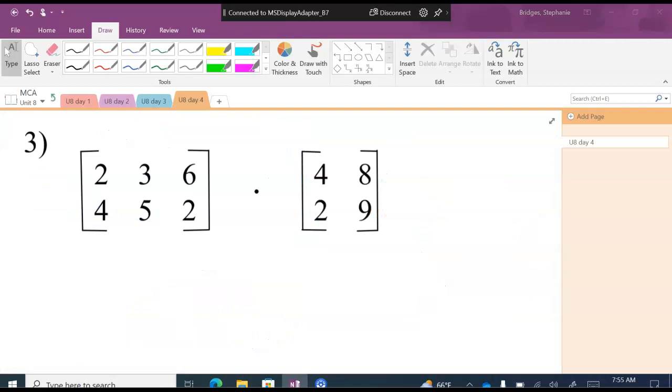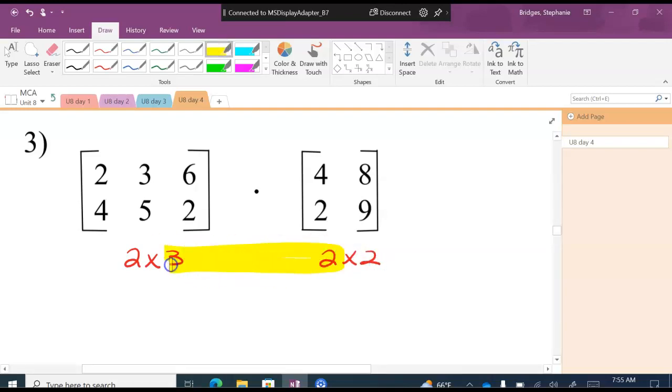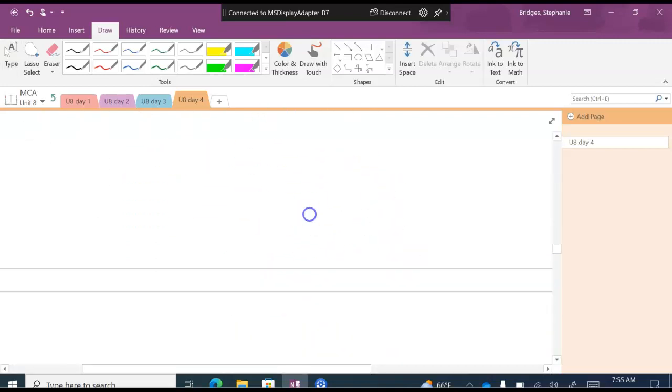All right, so the first one is a 2 by 3. The second one is a 2 by 2. These two do not match, therefore I cannot multiply, so I just write not possible. Does that make sense? Okay. Try this one.